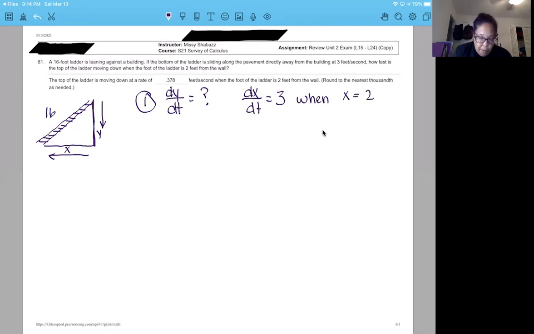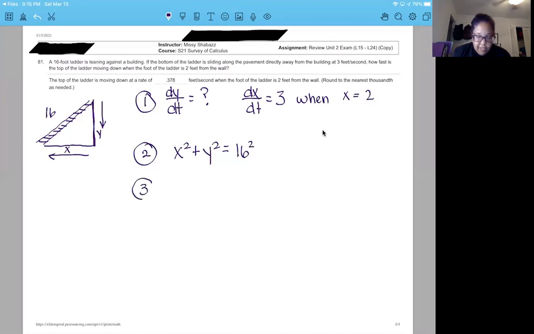So the next part is we need to model what's going on in the picture, right? So we have a right triangle, so we're going to use the Pythagorean theorem. x squared plus y squared equals 16 squared. Just make a note that the length of the ladder stays the same in this situation, so I can leave it as a constant inside my model.